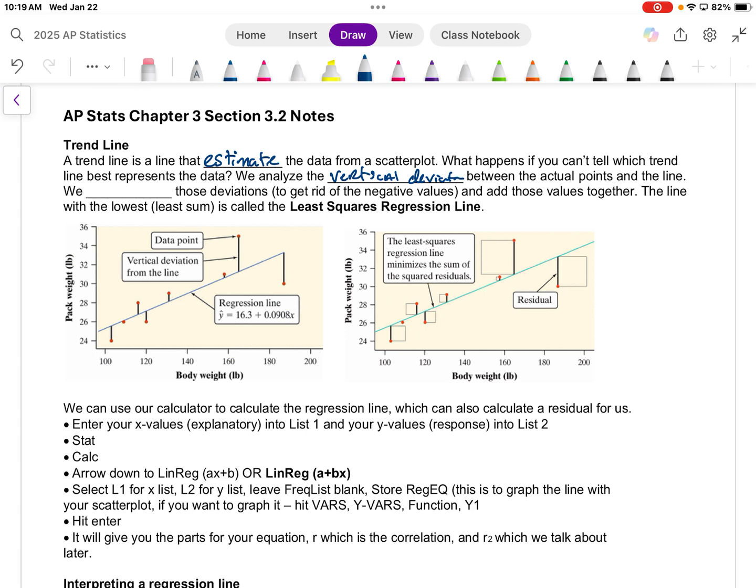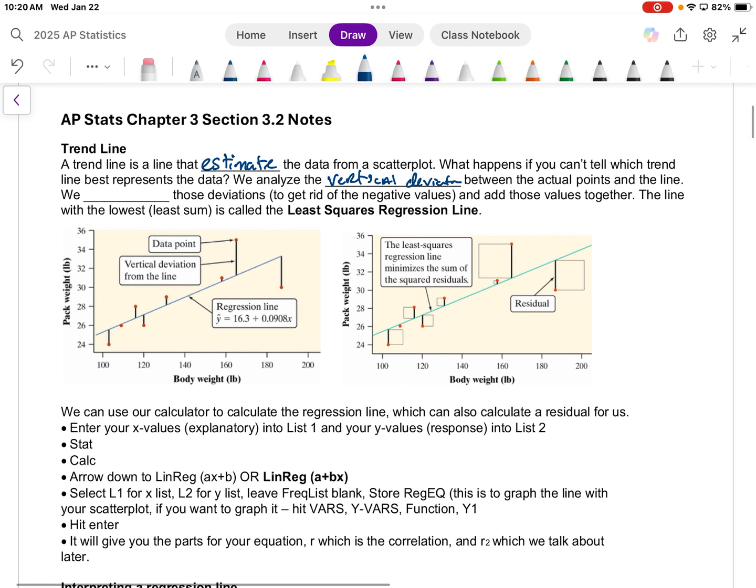And our goal, when we look at the definition coming up: the least squares regression line is the line that minimizes the sum of all squared residuals. Now, residual is a new term. We haven't talked about that before. So we square the deviations and then add those values together. The line with the lowest sum is called the least squares regression line. We are going to be referring to it as the LSRL.